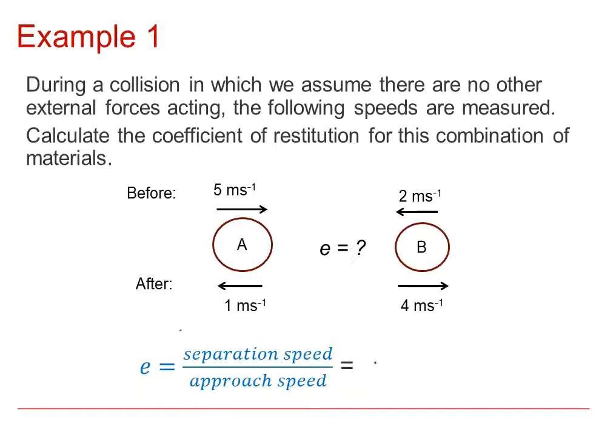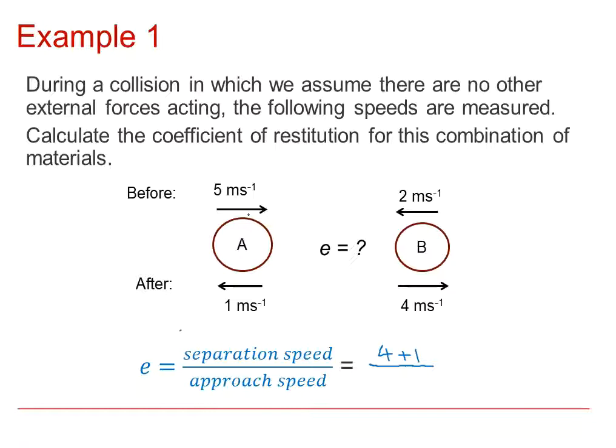So e is the separation speed over the approach speed. It's very important when you're doing the separation speed and approach speed that you look at the velocities on your diagram, so you must take into account the direction of the arrows. So the separation speed first: if B is moving to the right at 4 meters per second and A is moving to the left at 1 meter per second, then they are leaving each other at a relative speed of 4 plus 1. They're separating from each other at 4 plus 1 meters per second.